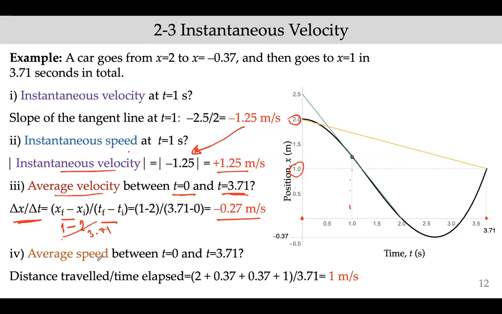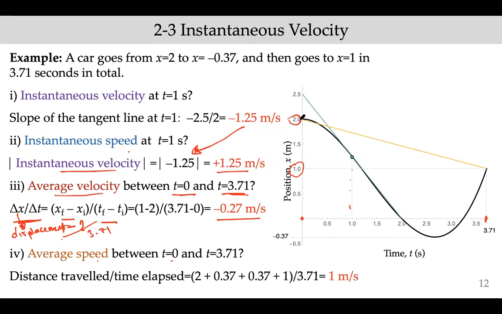Now, lastly, what is the average speed between time equals 0 and time equals 3.71, which is this final point? For this one, we have to use distance traveled. Remember, this was displacement, but now we have distance traveled for average speed. So the time is the same, 3.71, the whole time. And what about the distance traveled? Now you have to be careful while calculating this.